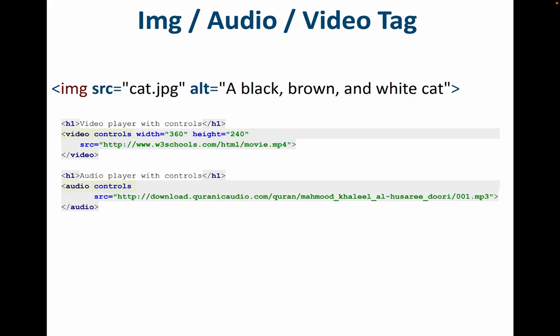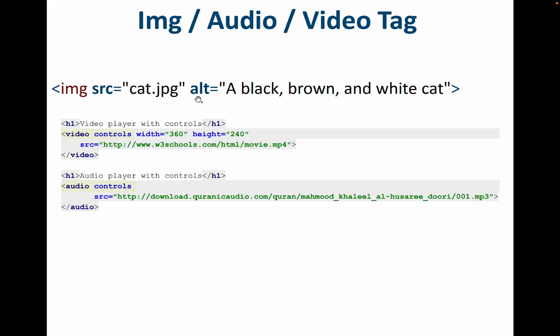sophisticated. For instance, if you want to add an image, we have to use this img tag. And note that this tag doesn't have a closing tag, which we will see in the following slides. And in order to add a file, we just need to define the source. This source specifies the path or the URL to the image that you want to display.